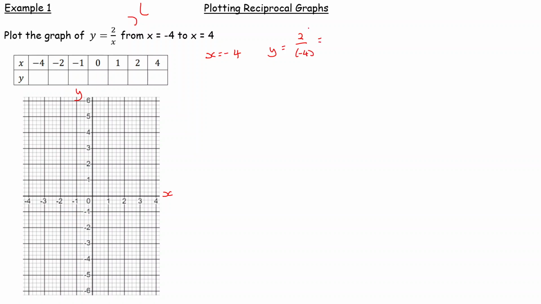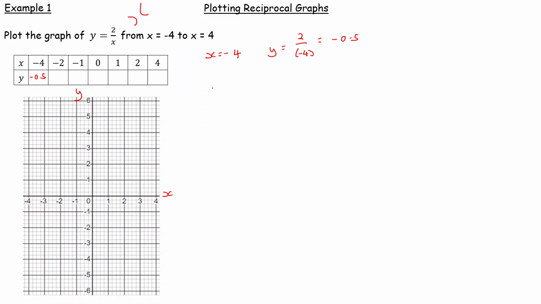Here you could use a calculator if you're being really lazy, but what is 2 divided by 4? Well, 2 divided by 4 is equal to a half, or 0.5, but it's 2 divided by -4. You've got one negative there dividing, so it's going to be negative 0.5 as your first y value. So when x is -4, y is equal to -0.5.